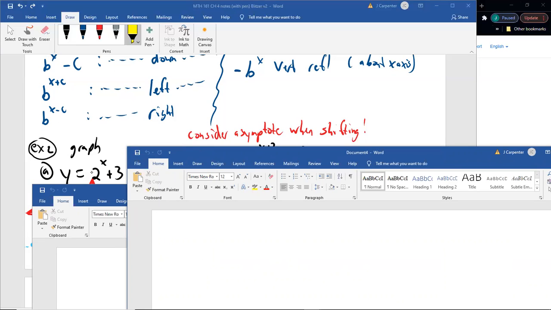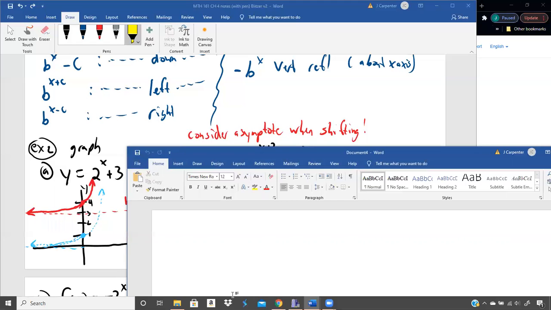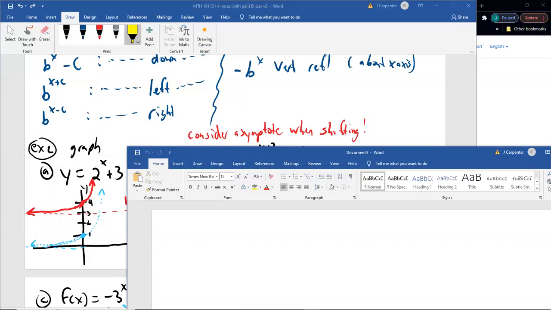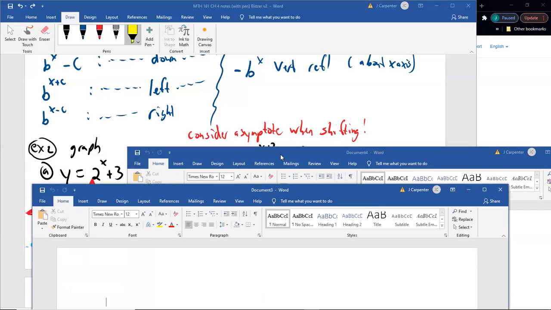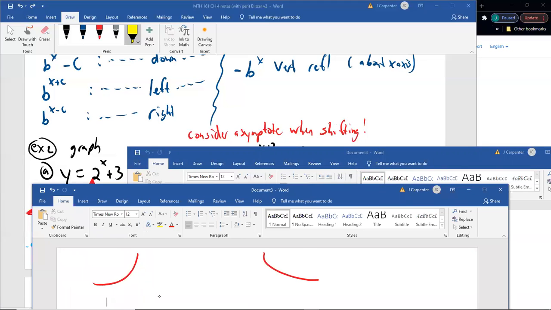So the 2 right here tells us that we're going to have exponential growth. Exponential growth is the one that looks like this. That's growth. Decay looks like that. Poorly drawn, but you get the idea. All right, so we are on exponential growth.